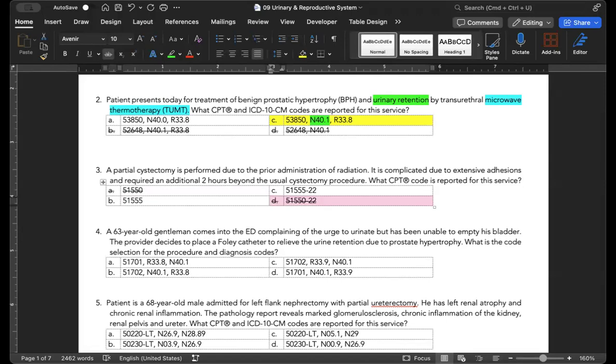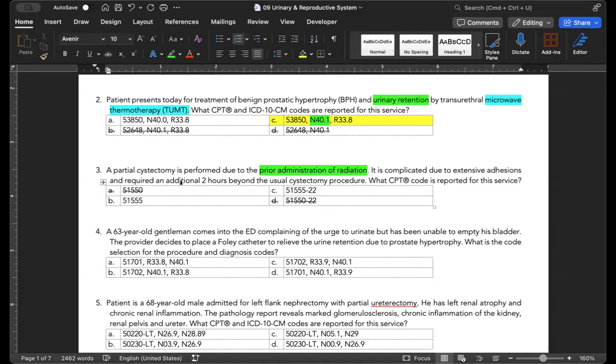Okay. Look at your code description. Your code description is for a complicated procedure, and it is for post-radiation, previous surgery, or difficult location. So it is due to the prior administration of radiation. So there's our post-radiation portion. And then it's complicated due to the extensive adhesions because of that prior radiation.